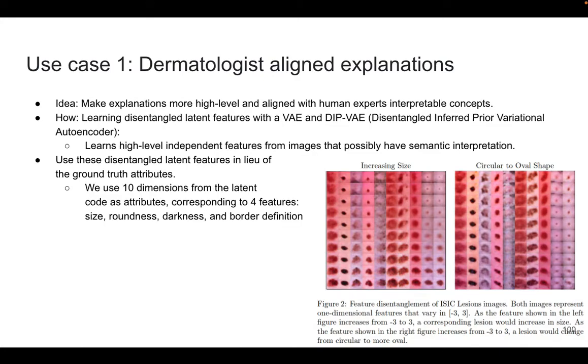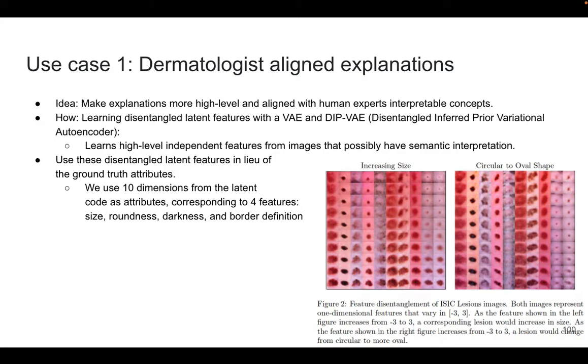So this tutorial is also online for you to follow along if you wish and play more. So the idea is, can we use these disentangled latent features instead of the ground truth attributes, because we don't have the roundness label or the ovality or some kind of homogeneous metric, right? So the idea will be that actually.